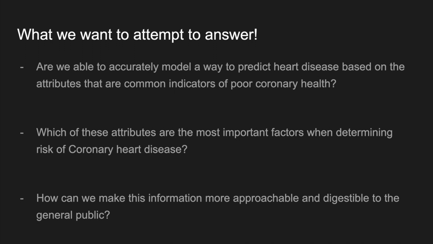And third, how can we make this information more approachable and digestible to the general public? One of my big gripes with scientific information is it can be very difficult to access and digest unless you're part of the niche community that was involved in that research or putting that information together. So we also wanted to create a very simple web tool that would allow us to disseminate this information to a more general population, applying that model to tell a user whether or not they're at high risk of heart disease based on the factors that they input into it.